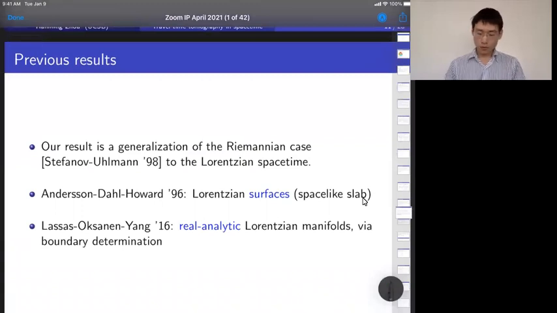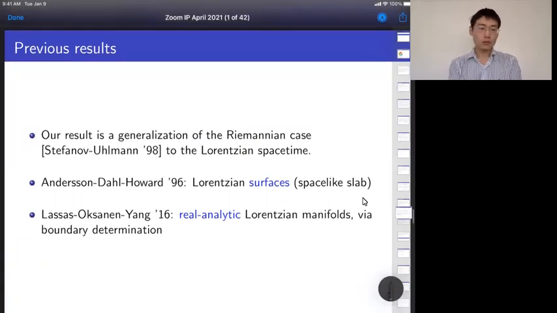So before going to some details of the proof, I want to mention that our results can be regarded as a natural generalization of the early work in the Riemannian case by Stefanov and Uhlmann. Now we show that this can be generalized into the Lorentzian spacetime under some proper conditions.